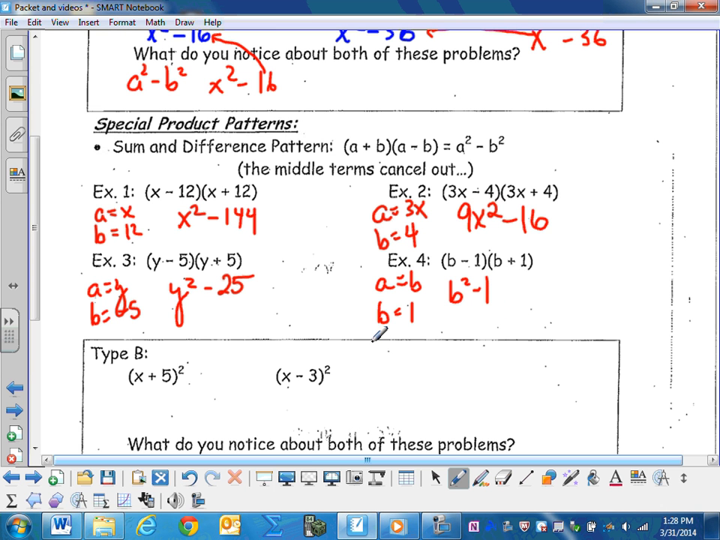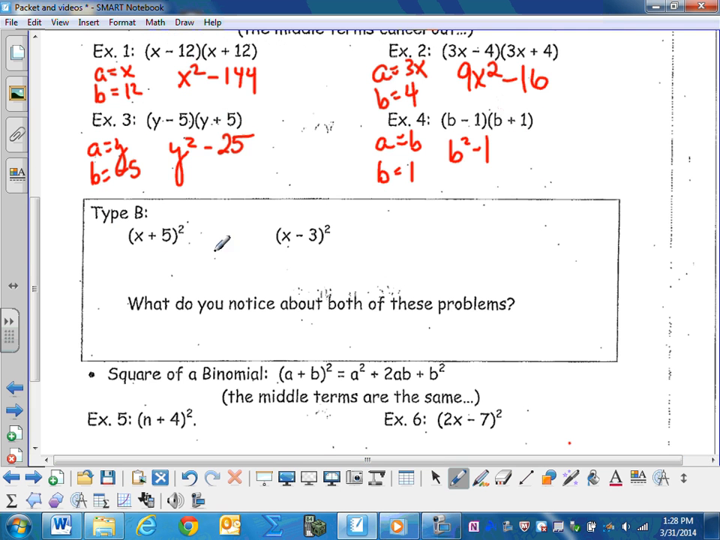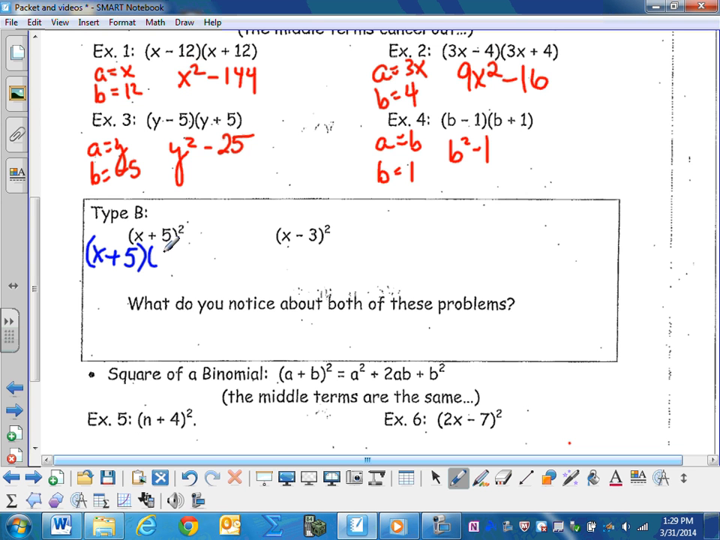So that's our first special pattern, sum and difference. Here's our next one. Now we have the square of a binomial. So when we have x plus 5 squared, if we were to expand that, x plus 5 times x plus 5, and then we could FOIL it. X squared plus 5x plus 5x plus 25 is x squared plus 10x plus 25.